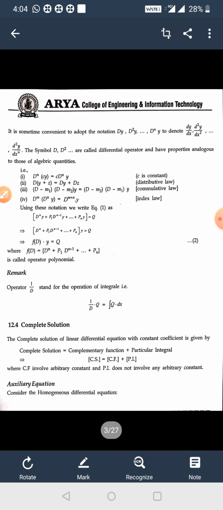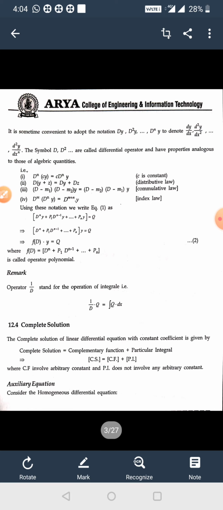The complete solution of this equation is known as CS, and it is given by CF plus PI. CF stands for complementary function and PI stands for particular integral.